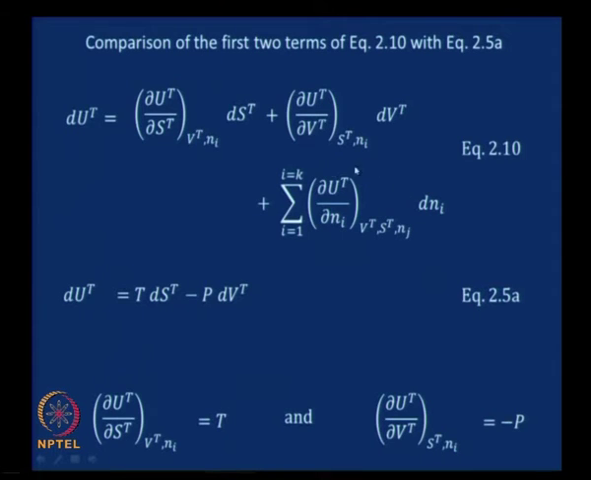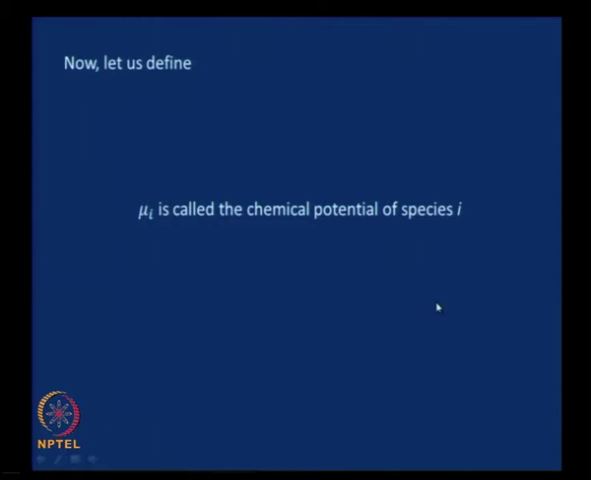Welcome. Let us look at this quantity a little more closely, ∂U_t/∂n_i at constant V_t, S_t and n_j. Let us define that quantity as something called μ_i, where μ_i is called the chemical potential of species i. Note this term, chemical potential; this is going to be a very important intrinsic variable in this entire course. So, please take note of this.